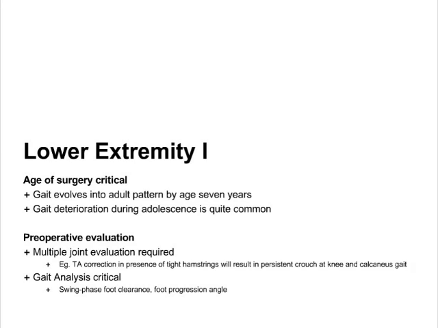A thorough preoperative evaluation is required, as indeed it is with anything, and this involves evaluation of multiple joints. Notably, correcting a tendo Achilles contracture in the presence of tight hamstrings will result in a persistent crouch at the knee and a calcaneus. A lot of papers do state that a little bit of equinus with the TA is actually better than a result with a calcaneus gait, which is more difficult.